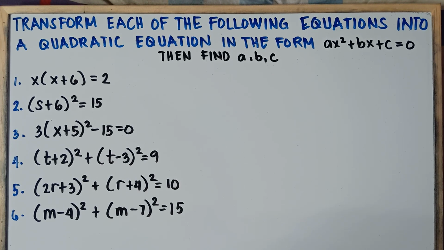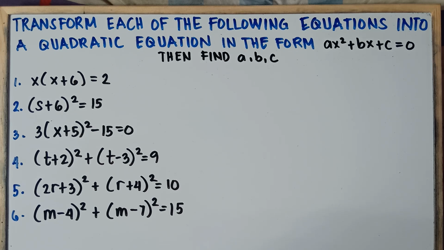Our topic for today's class is all about transforming each of the following equations into a quadratic equation in the form ax squared plus bx plus c equals 0. And then later on in class, we will find the values of a, b, and c. So without further ado, let's do this topic.